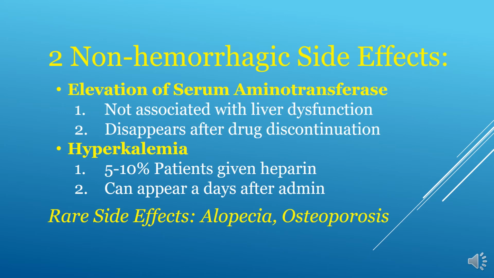Two non-hemorrhagic side effects of heparin are known as elevation of serum aminotransferase levels, reported in as many as 80% of patients receiving heparin. This abnormality is not associated with liver dysfunction, and it disappears after the drug is discontinued. Hyperkalemia occurs in 5 to 10% of patients receiving heparin. It is the result of heparin-induced aldosterone suppression. The hyperkalemia can appear within a few days after the onset of heparin therapy, and more rarely the side effects alopecia and osteoporosis can occur with chronic use.